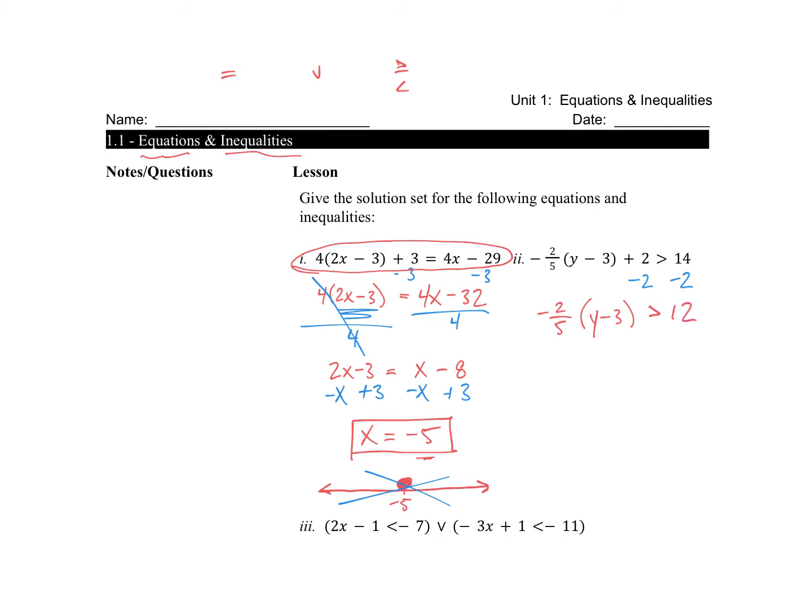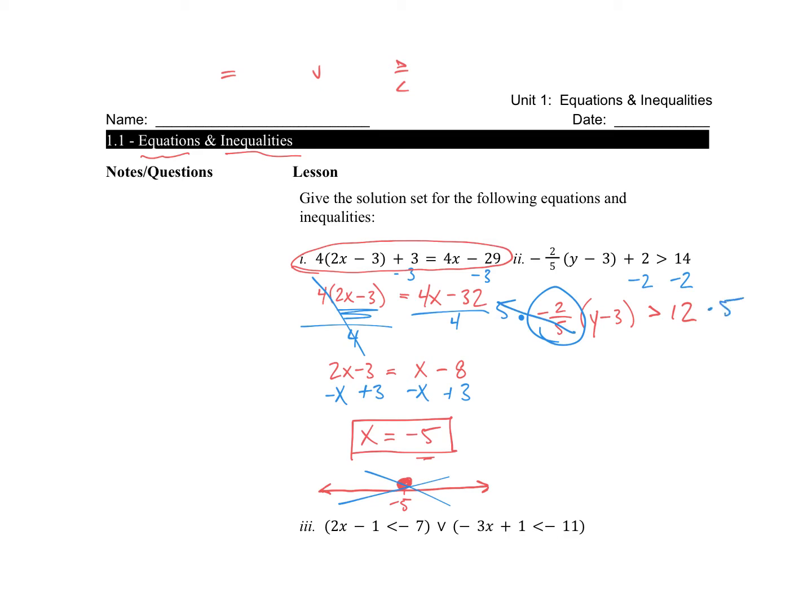You may have heard the term "clear the fraction" in the past with regard to equations or inequalities that involve a fraction. What I don't want is this fraction here that's being multiplied by the y minus 3. So what I'm going to do to fix that is multiply this side of my equation by 5, because negative 2/5 times 5 is just negative 2. I just have to remember to do the same thing to this side.